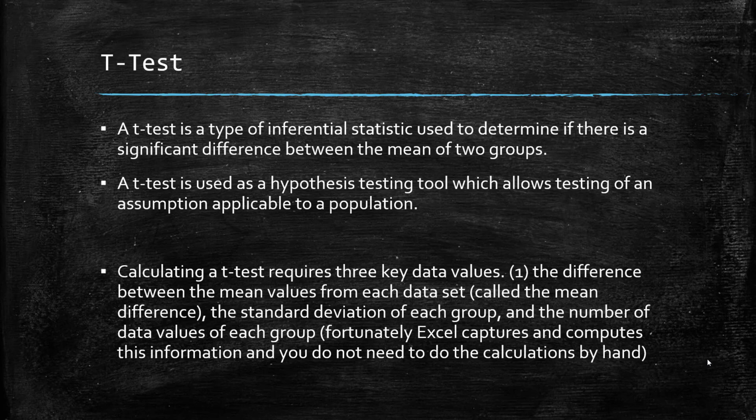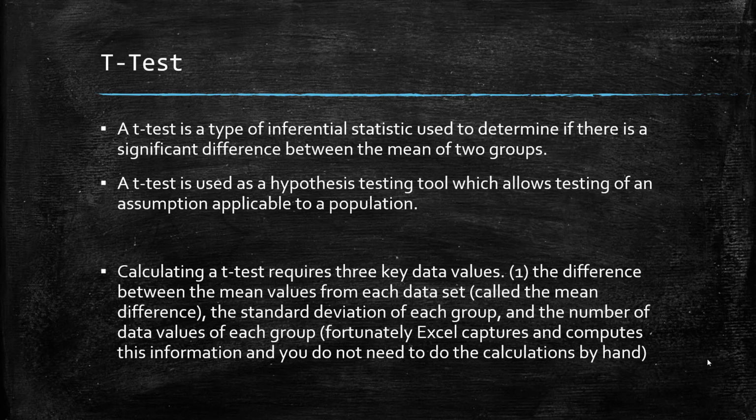So calculating the t-statistic requires 3 key data values, okay? Number 1, the difference between the mean values from each data set, and that's called the mean difference. So therefore, because it requires the mean value, which we know is an average, then we know that we have to have data at a level that is interval ratio.